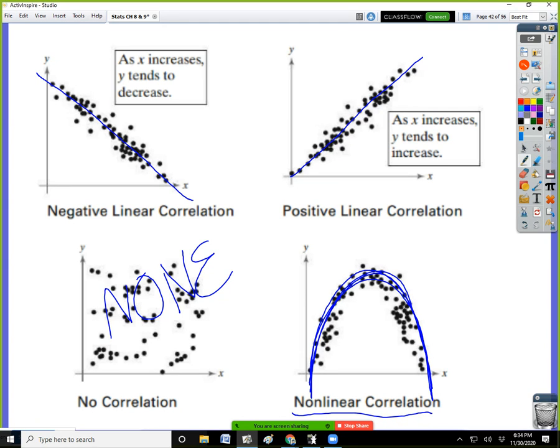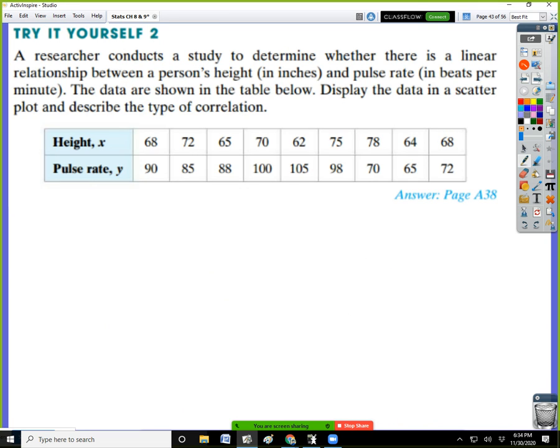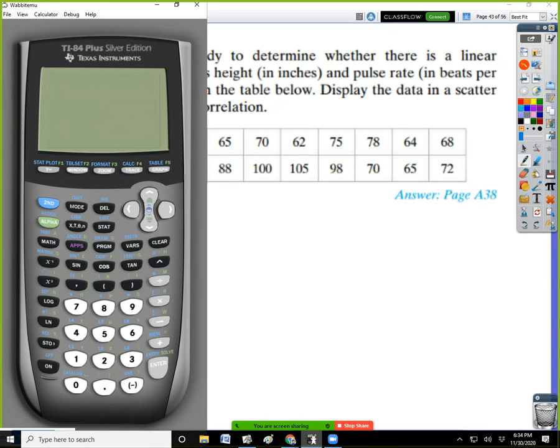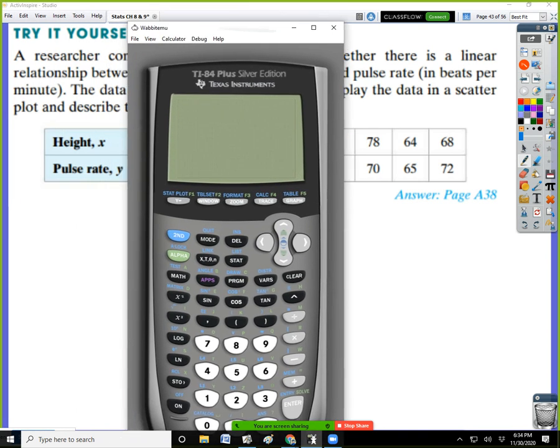mute yourself. All right. So, a researcher conducts a study to determine whether there's a linear relationship between a person's height and pulse rate. The data is shown in the table below. Display it in a scatter plot and describe the type of correlation. Done. All right. Let's do this.